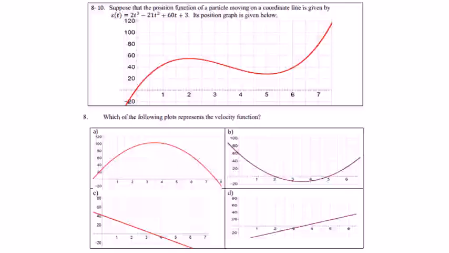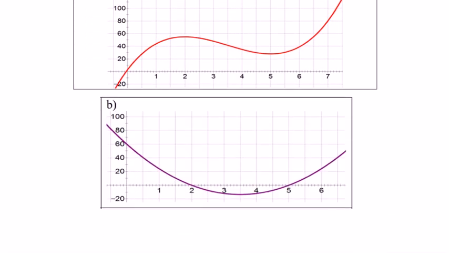With this information, we can solve this two ways. One way is to find the first derivative of the position function, and the other way is to look at the graph, find the critical points, and see where it's increasing and decreasing. So now I'm going to show you the first way.